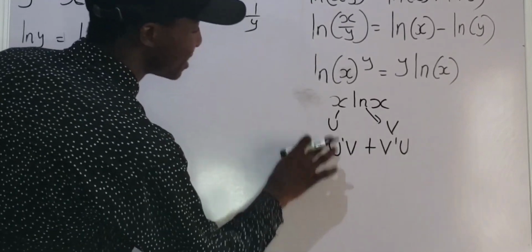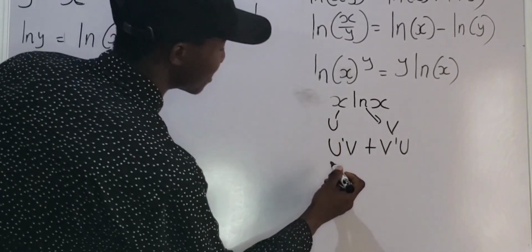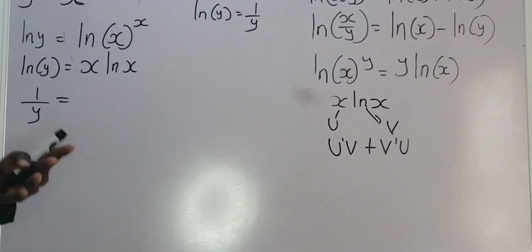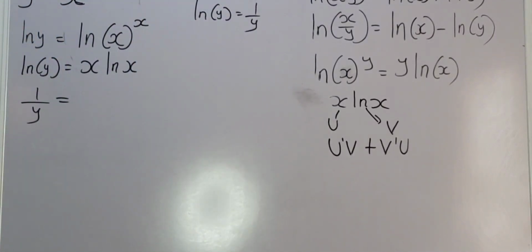So for this, u is x. So I'm going to take the derivative of x. Derivative of x is what? 1. The reason why I'm going back to this point is because I knew probably you didn't understand how to make use of the product rule to differentiate. You can go back to the previous class that we did.